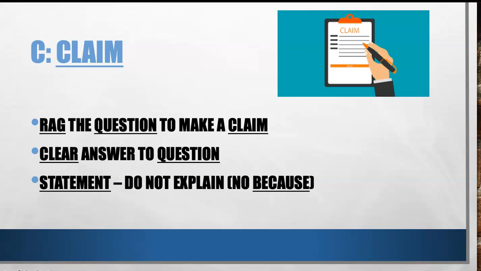Okay? Clear claim. Rag the question. If it tells you, according to the documents, what was the main cause of the American Revolution? The main cause of the American Revolution was, boom, stop. No explanation, a clear answer. This is your claim. This is what you're going to prove. This is one sentence. No because, not a lot of ands, no explanation.